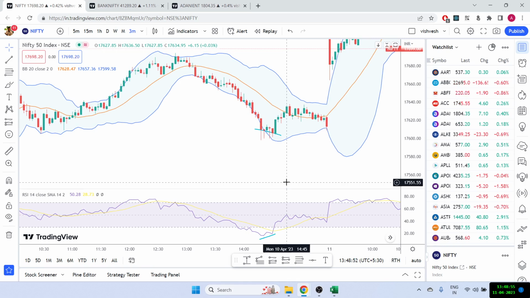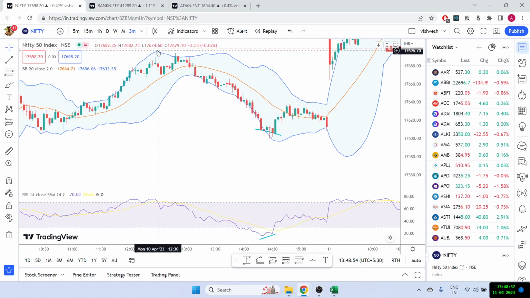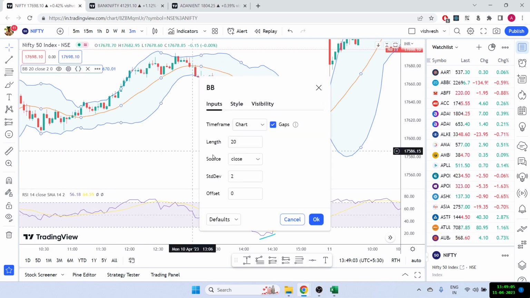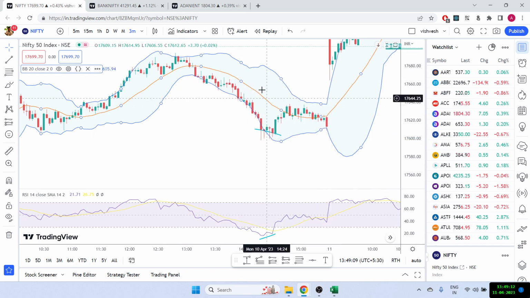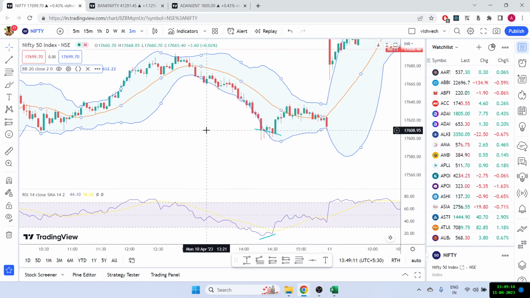The best part of the strategy is that the stop loss is very small, and for that we are using a 3 minutes time frame. And in this I use basically three parts. The first thing is Bollinger Bands. Let me show you the settings. It's the normal setting, 20 length, the closing basis, and standard deviation is 2. That's the first indicator which I've added to my 3 minutes time frame on Nifty.